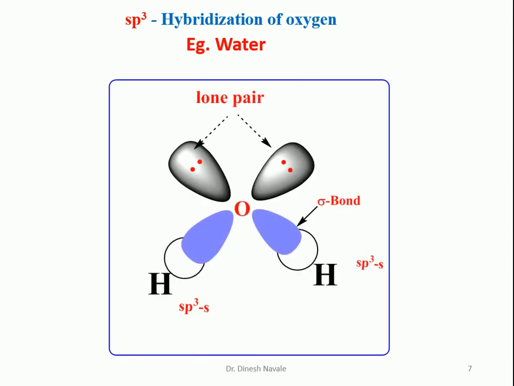This example is the same one I already discussed in the last slide. In the case of water, the OH bond will be formed by the sp3 hybridized orbital of the oxygen and the s orbital of the hydrogen atom. There are 2 OH bonds, and both are sigma bonds, formed by the sp3 hybridized orbital of the oxygen and the s orbital of the hydrogen. Same in the other OH bond, and the 2 lone pairs of electrons are on the other side. So this is the structure of the water molecule.